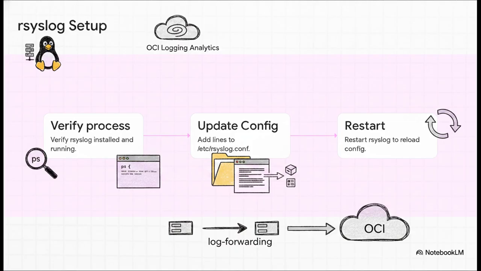First, just verify the rsyslog process is actually running. Then, fire up your favorite text editor and open your rsyslog.conf file. You'll want to append the specific configuration lines provided in the OCI documentation. This tells rsyslog to route all those incoming messages to the exact local port your management agent is currently monitoring. Save the file, restart the rsyslog service, and boom, your local bridge is complete.